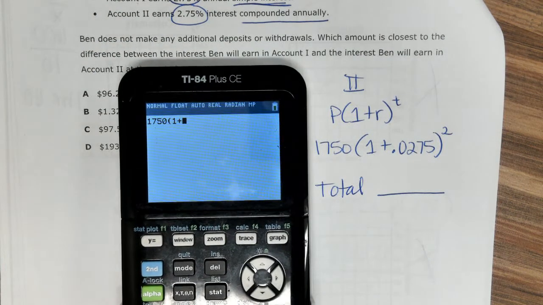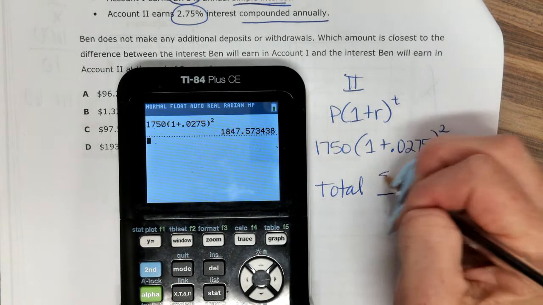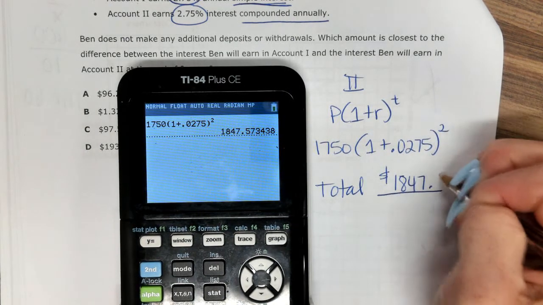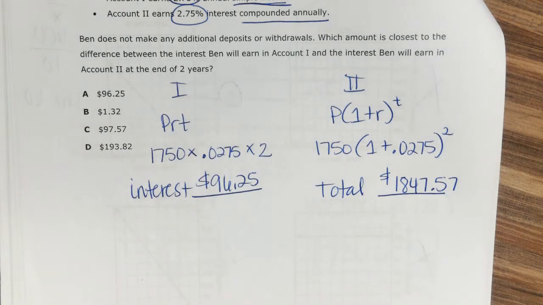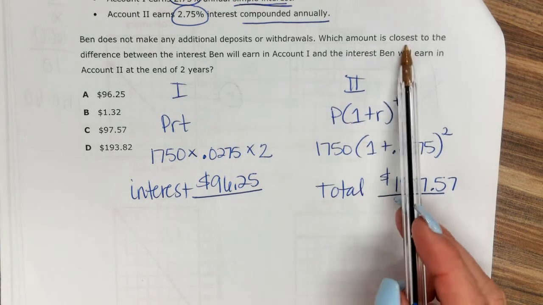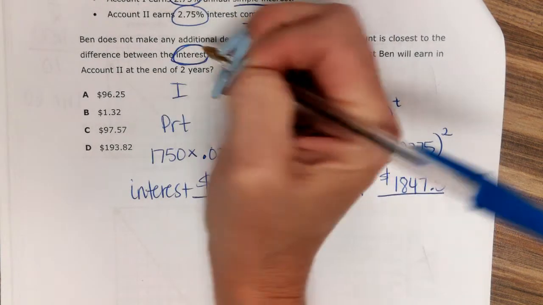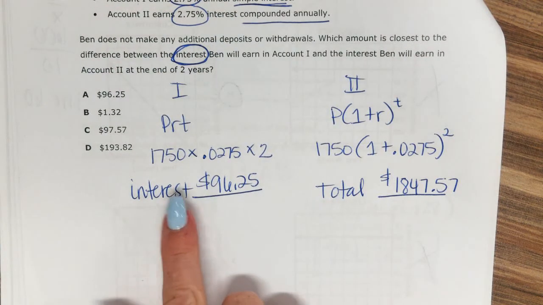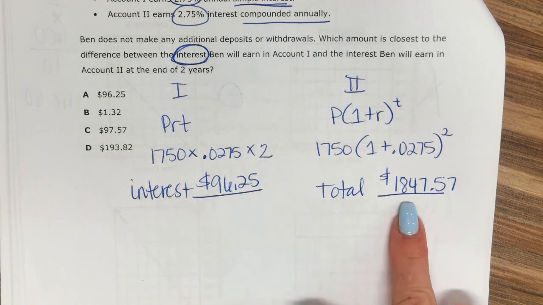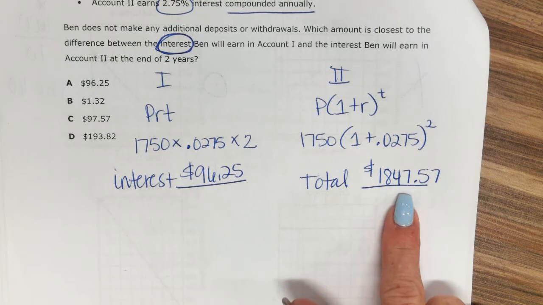All right, let's go do this one. 1750, 1 plus 0.0275, close parentheses to the second power. That is $1,847.57. I cannot compare those. It's like comparing apples to oranges. This is interest, this is total. So let's see what the question's asking. Which amount is closest to the difference between the what? So is this one good? Yep. Is this one good? No. I need this to be interest so that I can compare them.